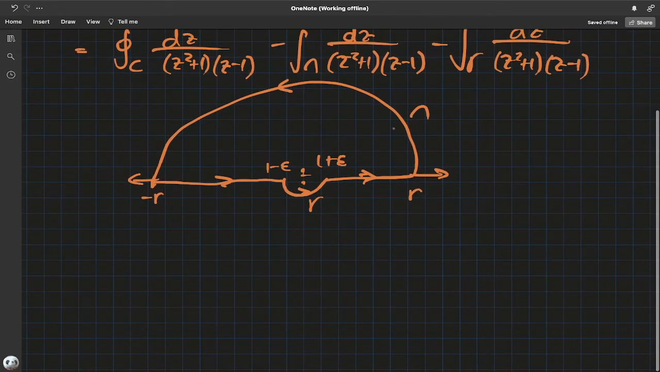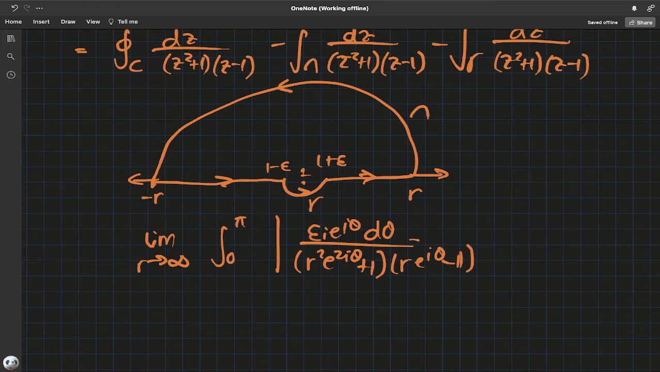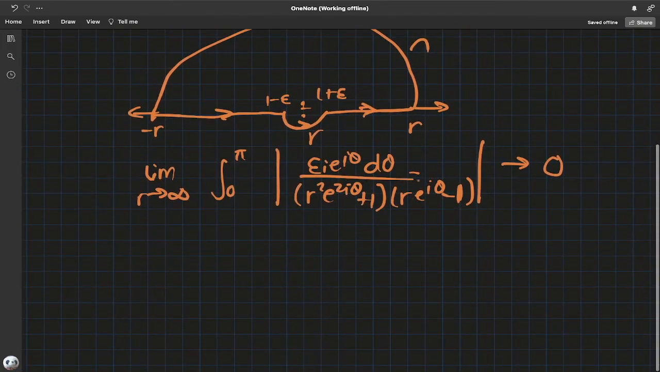Well, for the upper cap part, we have the limit as r goes to infinity, integral from 0 to pi because it's a semicircle, magnitude of epsilon i e to the i theta d theta. I'm just skipping steps of the estimation lemma here. But it's easy to see, even at this stage, that the only r factor comes from the denominator, an accumulated power of 3. So it inevitably will go to 0 in the limit that r goes to infinity. So I won't spend too much time on this.